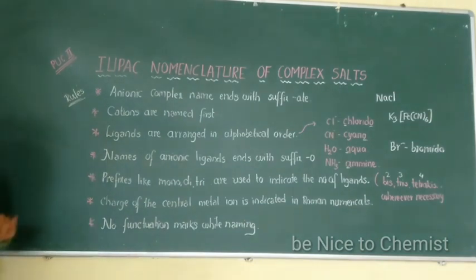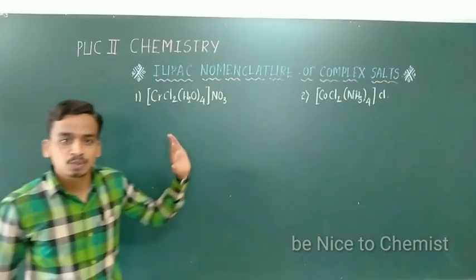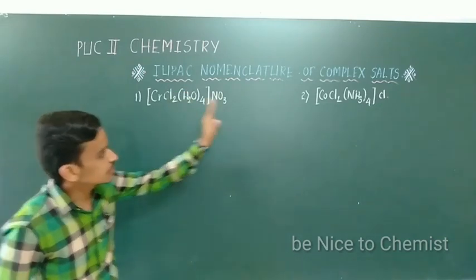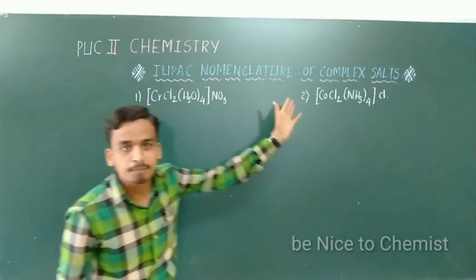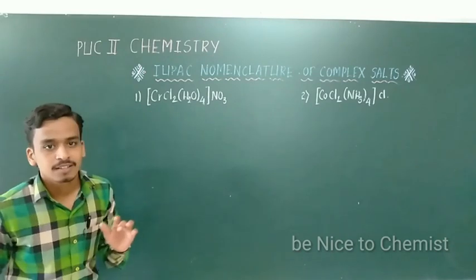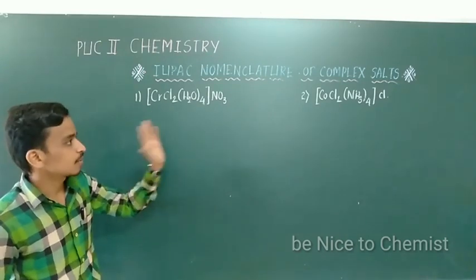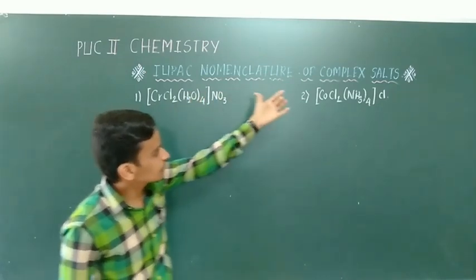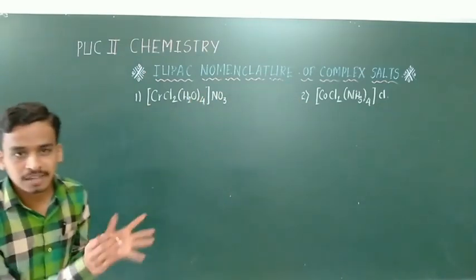There are some rules to name the complex salt. Just read one by one. After knowing some rules of the IUPAC nomenclature of complex salt, next we are going to solve some important examples for second PUC students. This is the video for second year students only. Therefore, observe the IUPAC nomenclature of complex salt, or the coordination compound, very carefully.